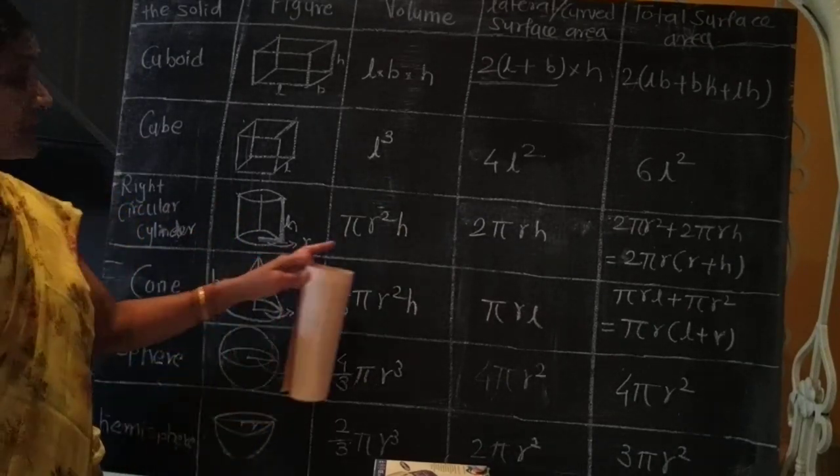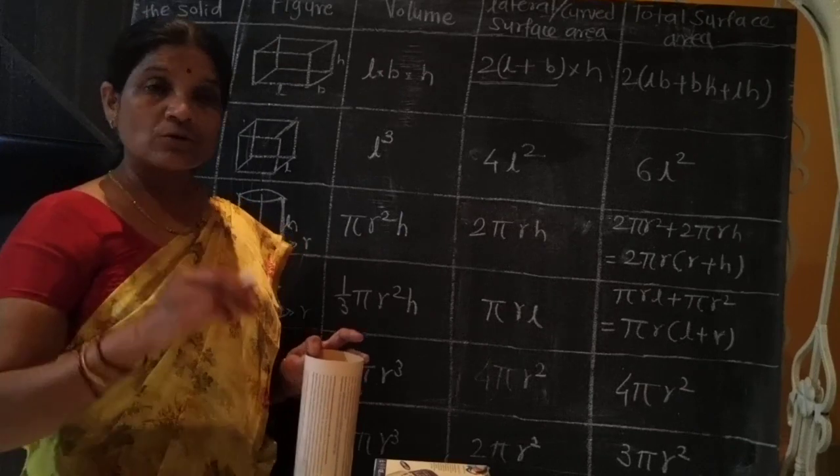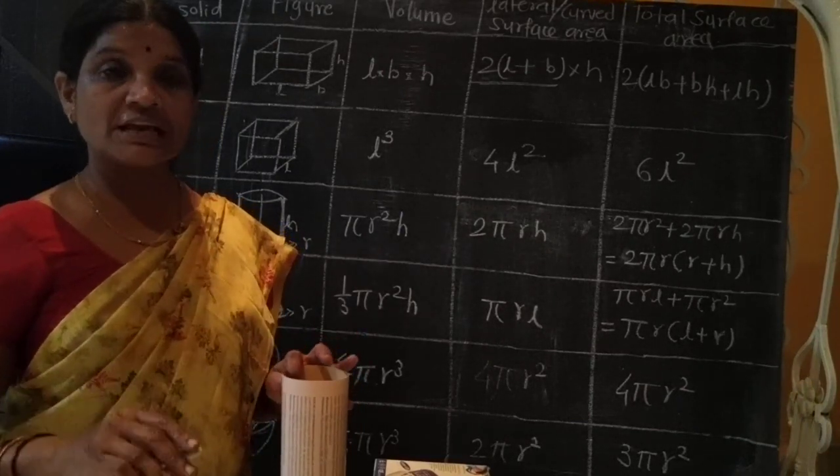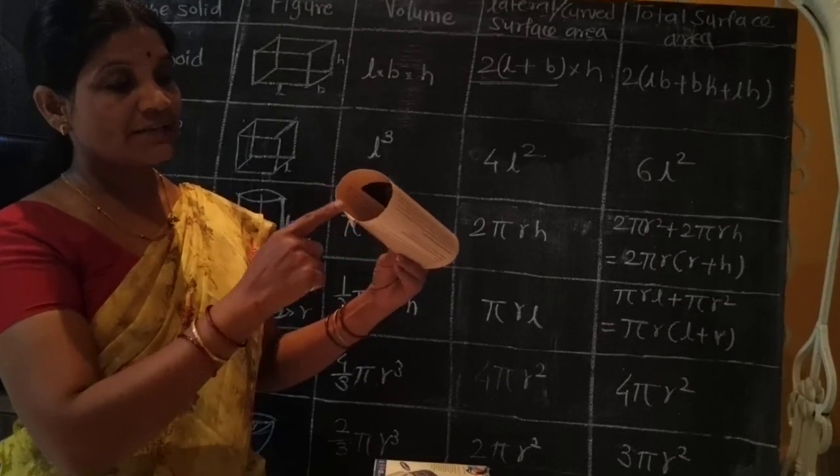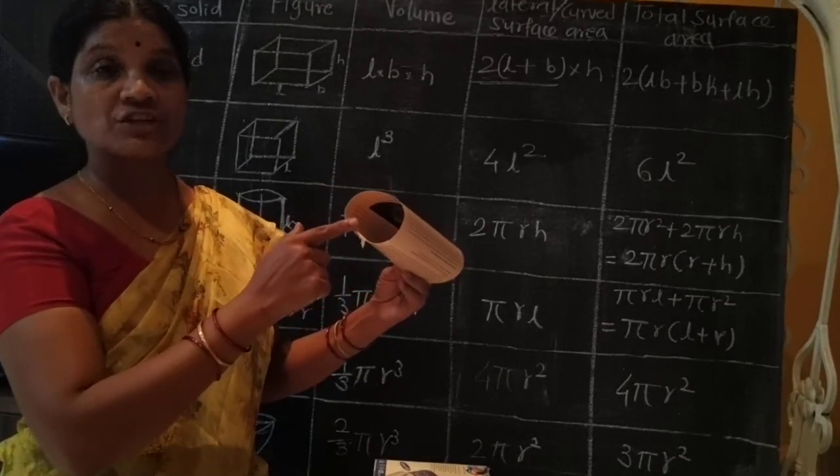First of all, see the volume. I already told you volume means base area into height. If you observe, this base is circular in shape.